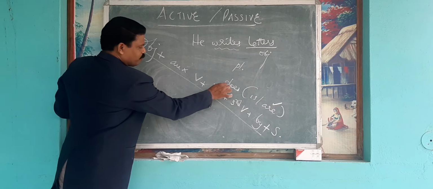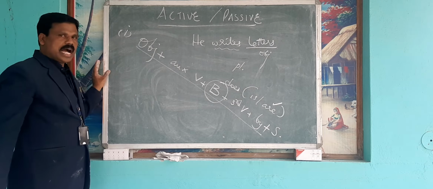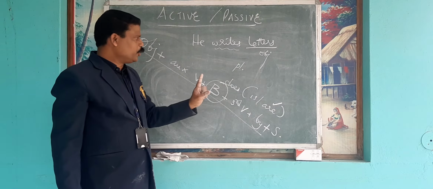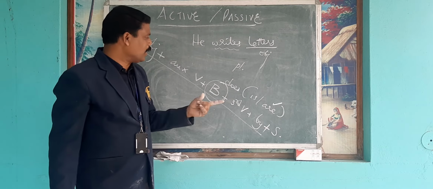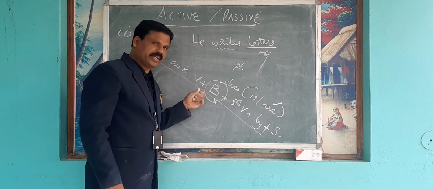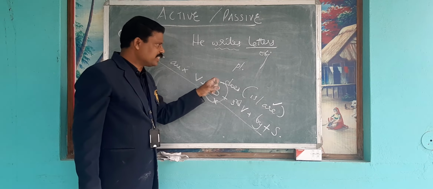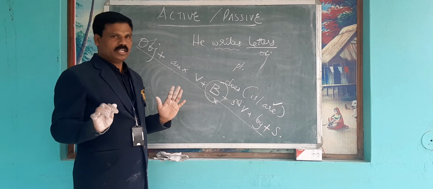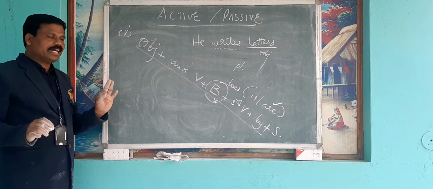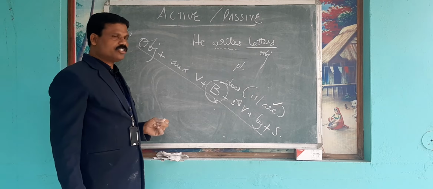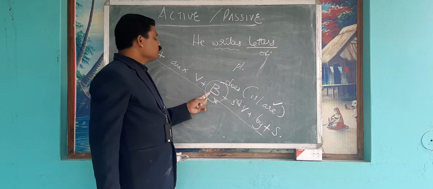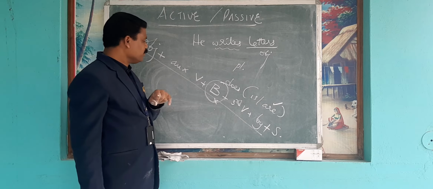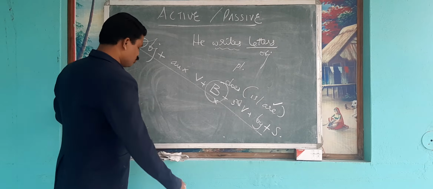Remember one thing. If there is do, did, does in the sentence, then be, being, been will not come in the answer. If there is no do, did, does in the sentence, then be, being, been will come. So if there are do, did and does inside the sentence, we need not use be, being or been. Otherwise, we have to use it.